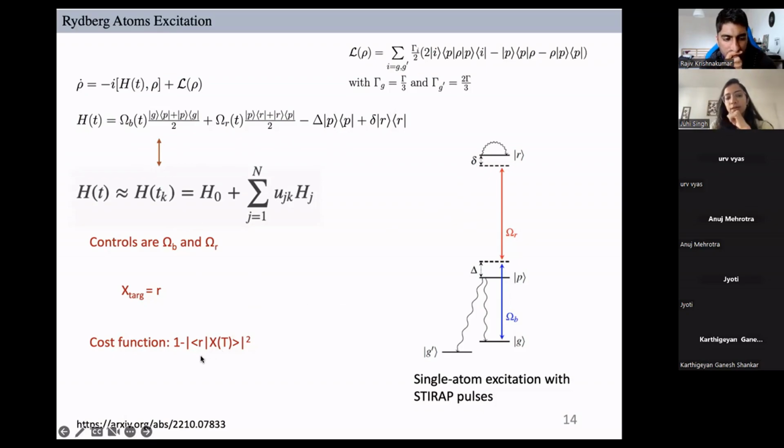Then how you can write your control objective is: you know your target state, you do your simulation, you get some state after total time t, some x, then you take the overlap and you see how efficient your process was. So you will get a probability, and if it's 1, then it was a perfect process. And if it's less than 1, then it is not perfect. And we want to maximize our overlap, or in other words, we want to minimize this cost function.